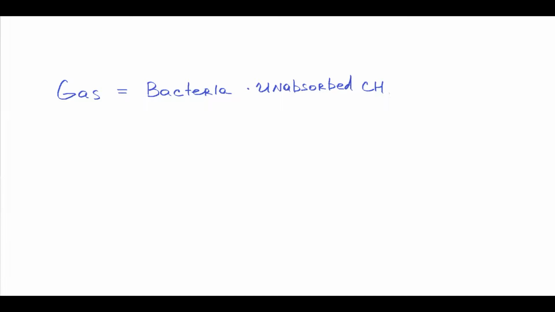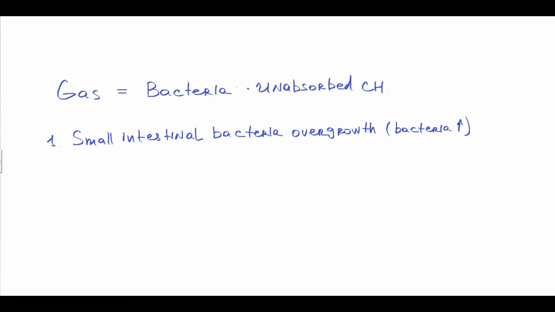So in what conditions is there an increase in bacterial gas production? First of all, in small intestinal bacterial overgrowth. It's a condition when a larger than normal quantity of colonic bacteria is present in the small intestine, so there is a rise in bacteria quantity, and a rise in bacteria quantity causes an increase in gas production.